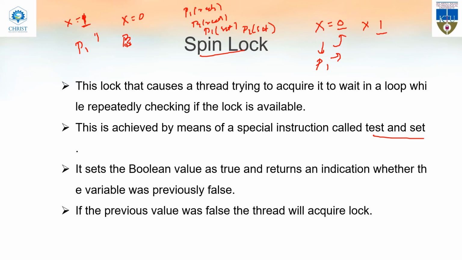So when P2 comes and sets x, the value of x will be 1, and it will compare with the previous value. Since P1 has already set x as 1, for P2 the previous value of x is also 1. So there is no change in x, and P2 can't access the resource. Okay, so that is called test and set. Hope it is clear. And it returns a value true. Okay, so that's how it works.